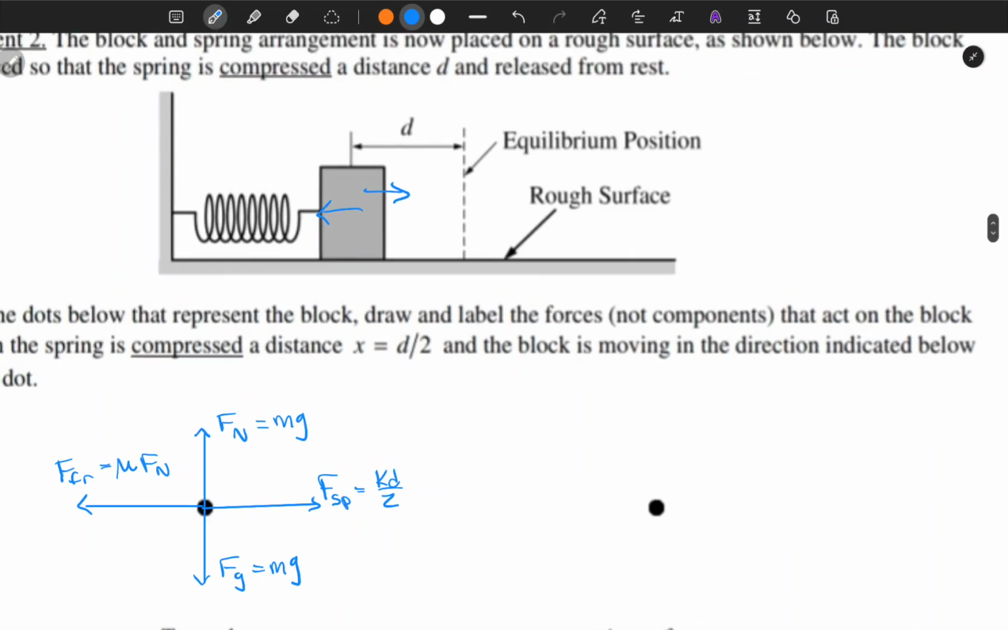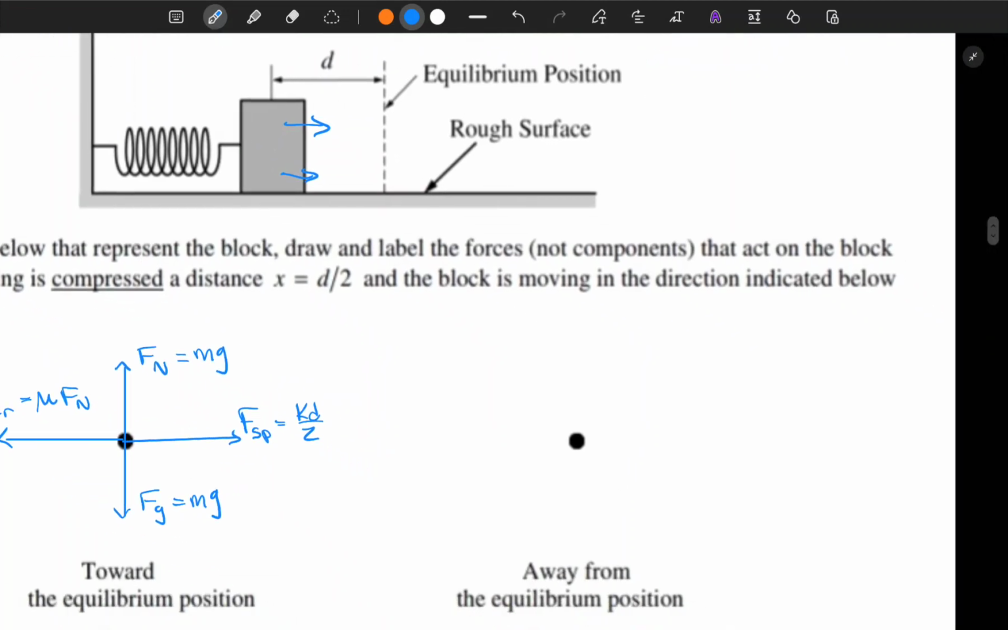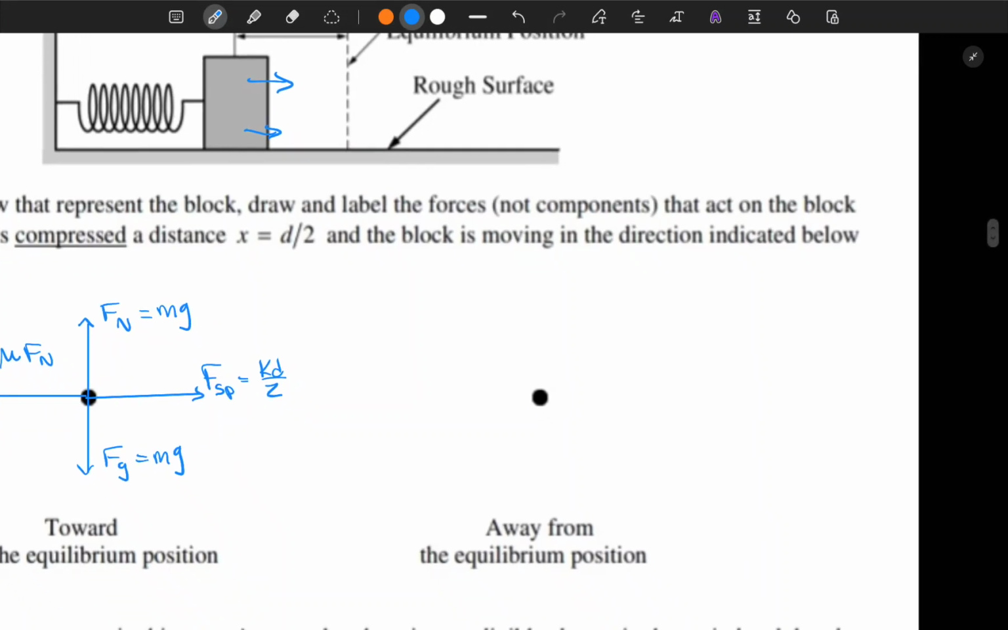It's accelerating it to the right. However, the velocity is moving to the left. So we have another force which counteracts this motion to the left. This would be the friction force. So here we have two forces acting to the right, both the friction force and the spring force.